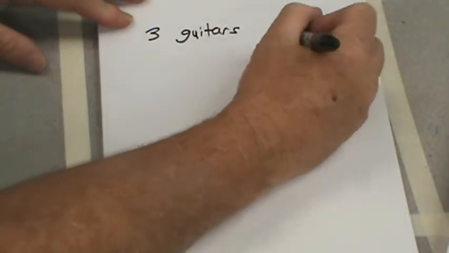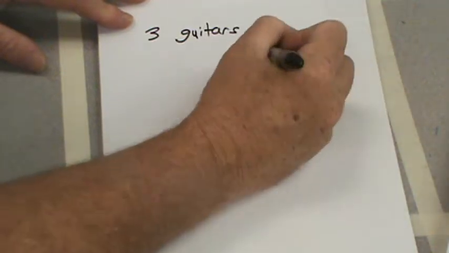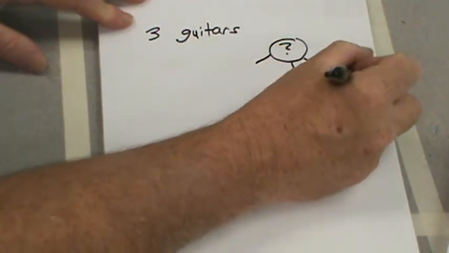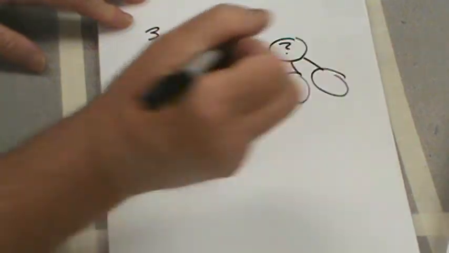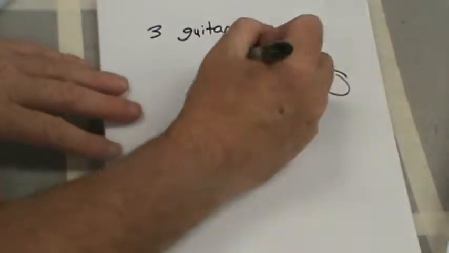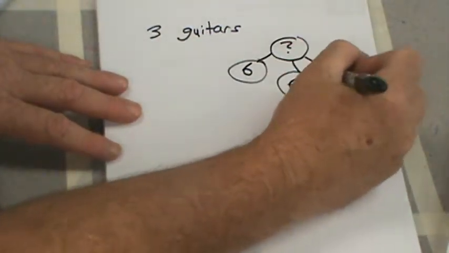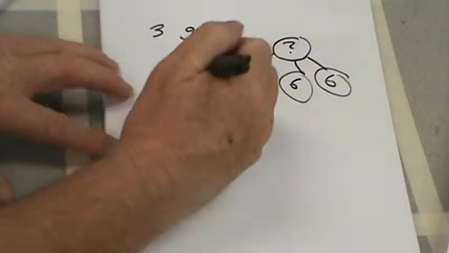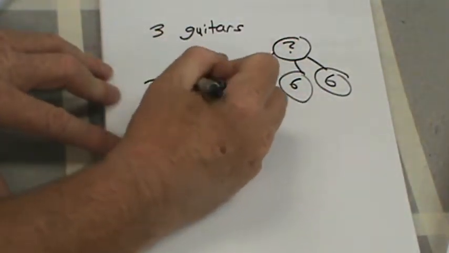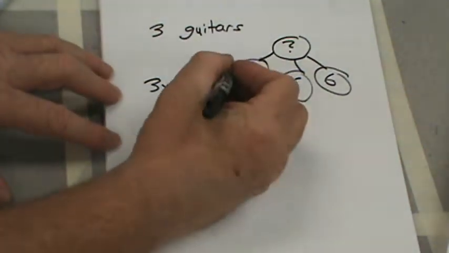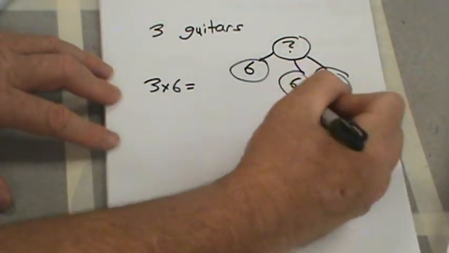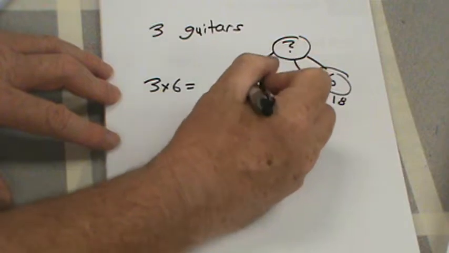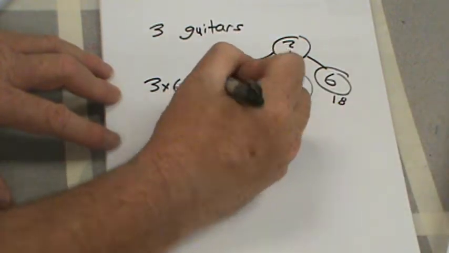So here's our mystery number. And we have 3 guitars. I'm not going to take the time drawing guitars because they won't look that good. So there's 6 strings here, 6 strings there, and 6 strings there. What do we get? 3 times 6, correct? Well, there's 6, 12, 18. So it equals 18.